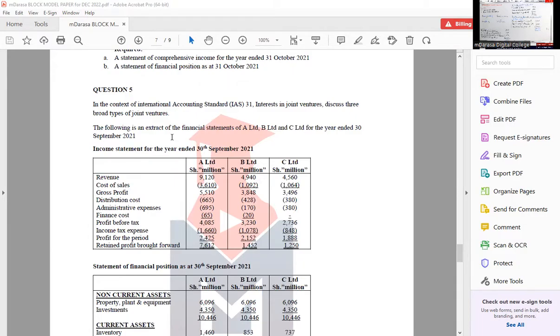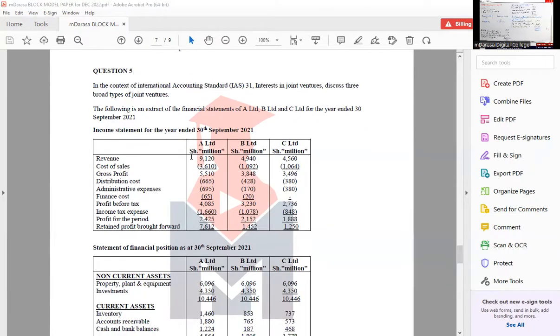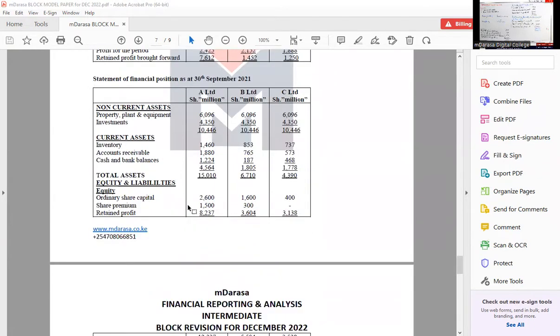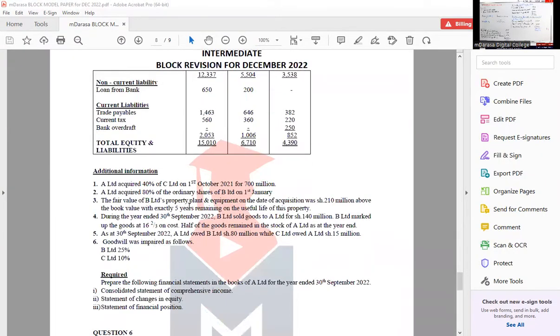So basically, these are what you're asked. Of course, the first bit, I gave you the solution to that, where you are asked about interest in joint ventures in the context of international accounting standards, and to discuss 3 broad types of joint ventures. I've given you that solution. Come to part B. You're told that the following is an extract of the financial statements of A Limited, B Limited, and C Limited for the year ended 30 September 2021. The examiner has given us our income statement for the year ended 30 September 2021, and also our statement of financial position as of 30 September 2021. So once we have that in mind, we proceed here. These are what you're told in the additional information. Number 1, A Limited acquired 40% of C Limited on 1st October 2021 for 700 million.